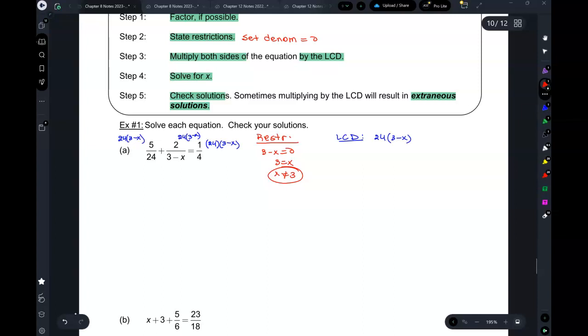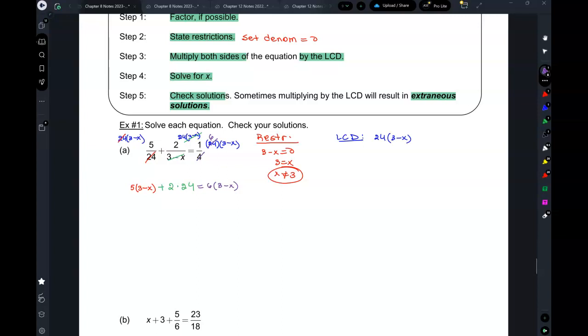So now you have to go and see what can cancel. In the first one, the 24 and the 24 cancel. So what do I have left? 5 times 3 minus x. Now, plus, what cancels here? 3 minus x, 3 minus x. And that's for free, because they're in the same order. So what do I have left? 2 times 24 equals, here I can cancel the 4 with the 24, but what does that reduce to? A 6. A 6 in the numerator, not in the denominator. So I have 6 times 3 minus x.